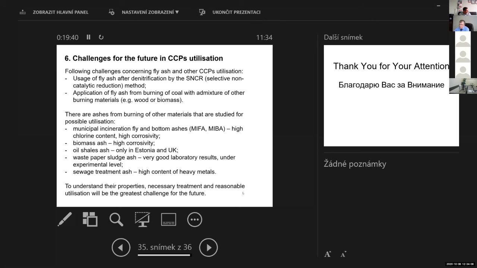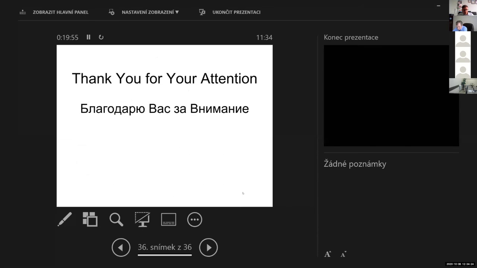To understand the properties of these ashes, necessary treatment and reasonable utilization will be the greatest challenge for the future with the reduction of coal combustion in our power stations. Thank you for your attention.